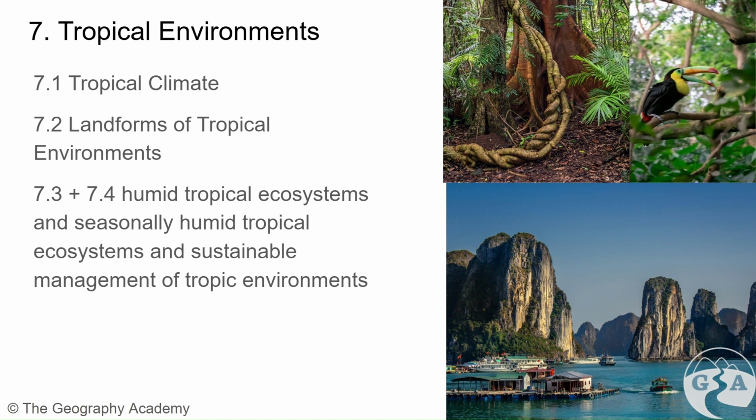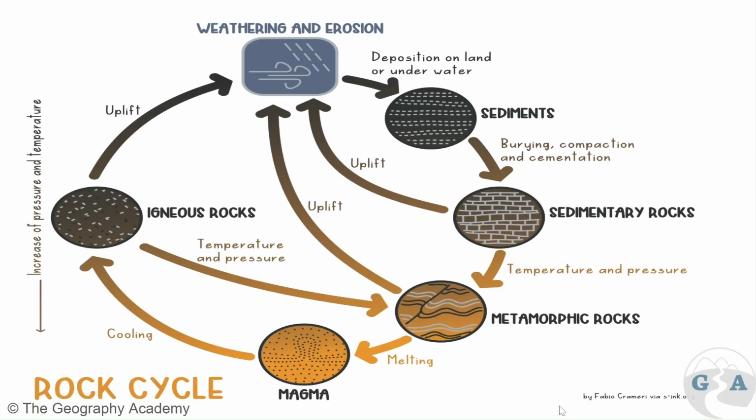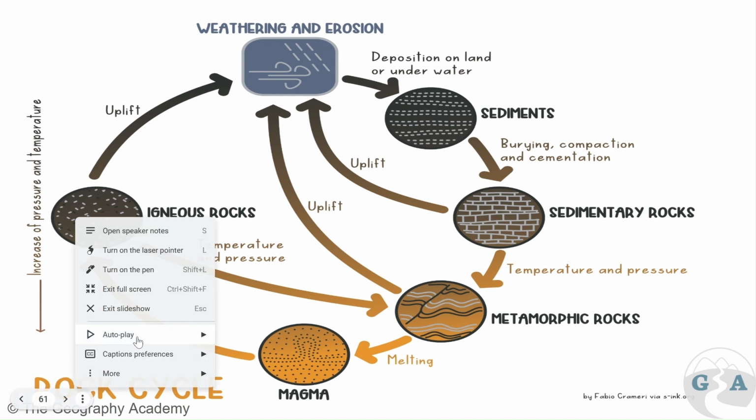Part 2 of tropical environments is the landforms of tropical environments. Now we start off, there's going to be just a recap over the rocks and weathering section basically, like from AS, just to recap all the weathering processes, then we're going to go into the features associated with granite and the features associated with limestone. So to start off, we just have to recap the types of rocks that are there and a quick recap on the rock cycle. So we'll begin over here where we have the magma.